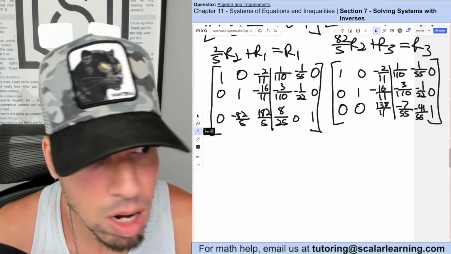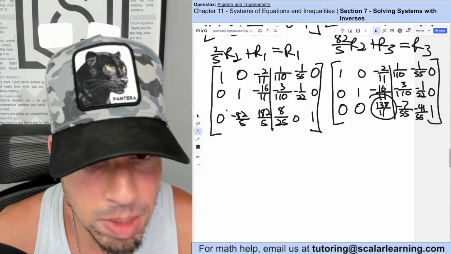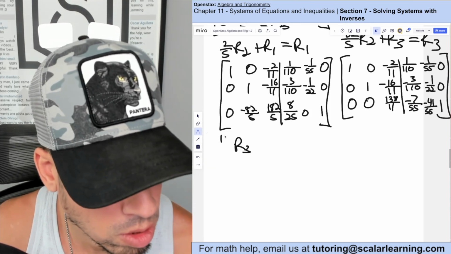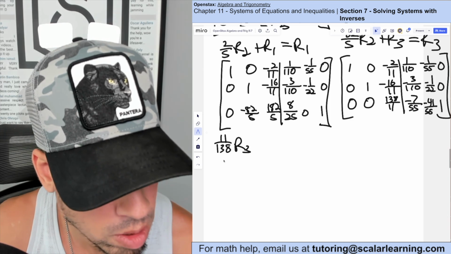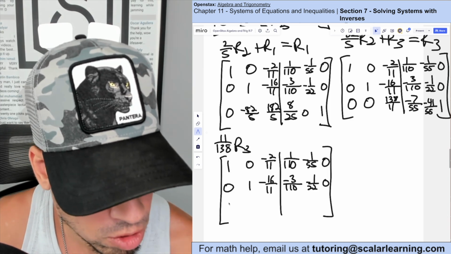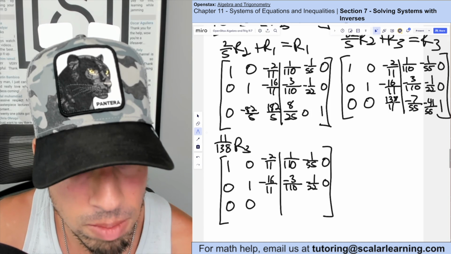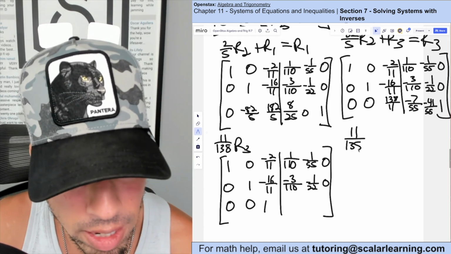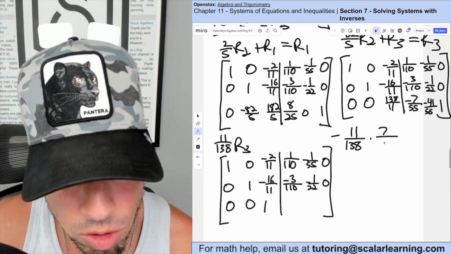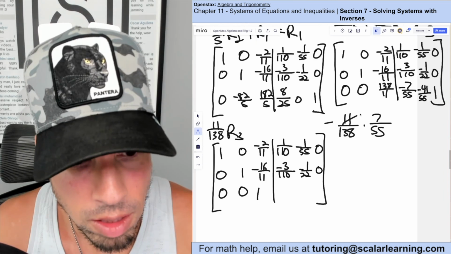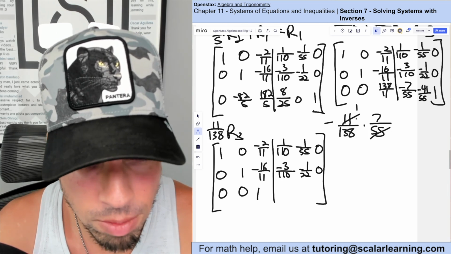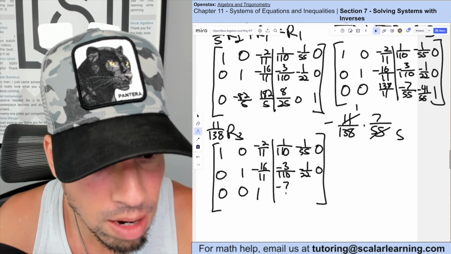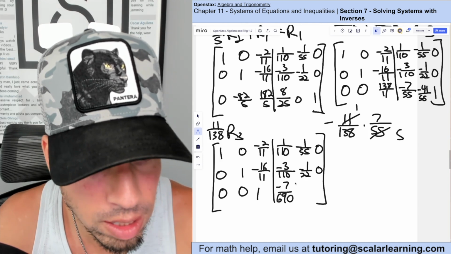Now we're on the final column, which means the first order of business is to flip that to a 1. So we're going to multiply row 3 by the reciprocal, which is 11 over 138. Let's write that out. So then we got this times 0 is 0, this times 0 is 0, this times that is 1. And then 11 over 138 times negative 7, so it's going to be negative over 55. And then here and here we can cancel out, divide by 11, that's 1, that's 5. And then we get negative 7 over 690.